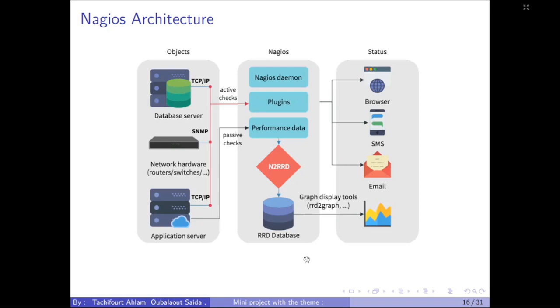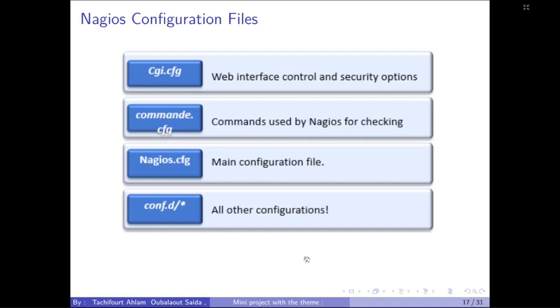Overall, Nagios architecture is designed to be modular, scalable, and extensible. This allows administrators to easily add new resources to the system and customize the monitoring to meet the specific needs of their environment. Now we will discuss Nagios configuration files.